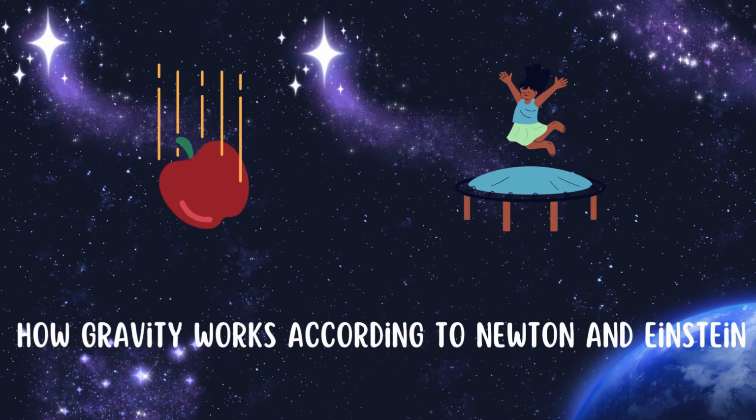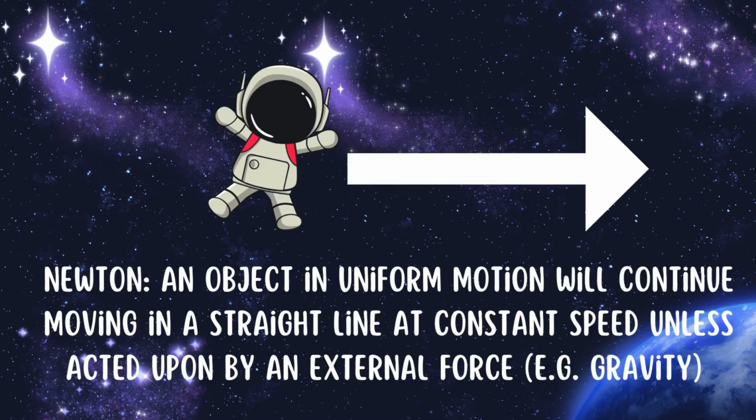Let's delve deeper into how gravity is understood in Einstein's general theory of relativity. It contrasts with the Newtonian view of gravity and provides a deeper explanation of gravitational phenomena. Let's break it down and elaborate. According to Newton's first law, an object in uniform motion will continue moving in a straight line at a constant speed unless acted upon by an external force. For example, gravity. For him, gravity is a force.